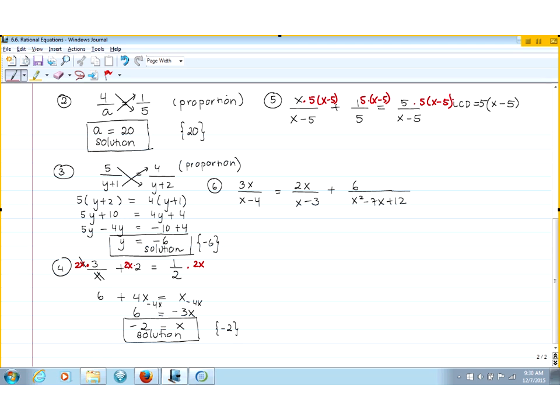I could do this because this is an equation, so both sides are multiplied by the LCD, only if we have equations. So which one cancels? x minus 5. And here, the 5 cancels. Here, x minus 5 cancels. Okay.